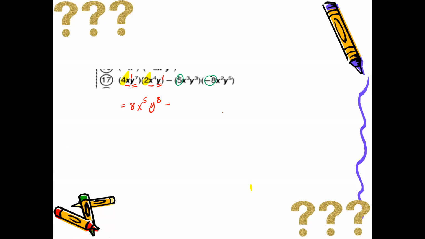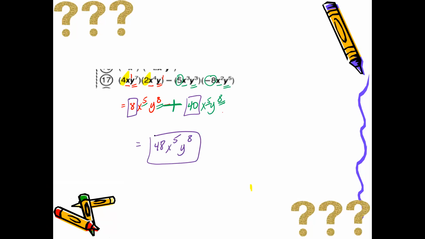5 times a negative 8 is a negative 40. x to the 3rd, x to the 2nd is x to the 5th because you're adding them. y to the 3rd, y to the 5th is y to the 8th. Double negative here makes it a positive. And notice, don't these have exactly the same exponent? They do. So that means I can combine the 8 and the 40 together. So that's 48 x to the 5th y to the 8th. And that is your answer.